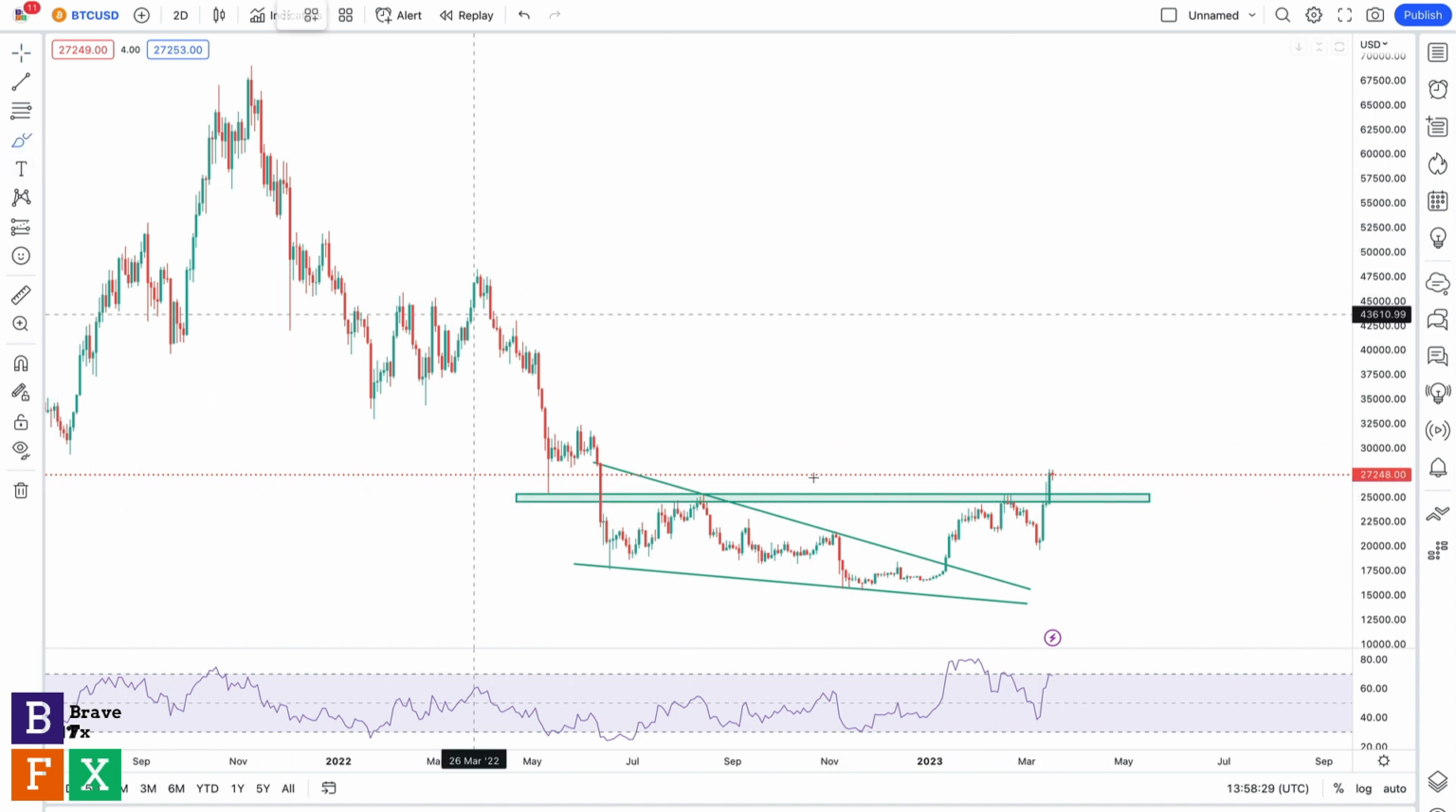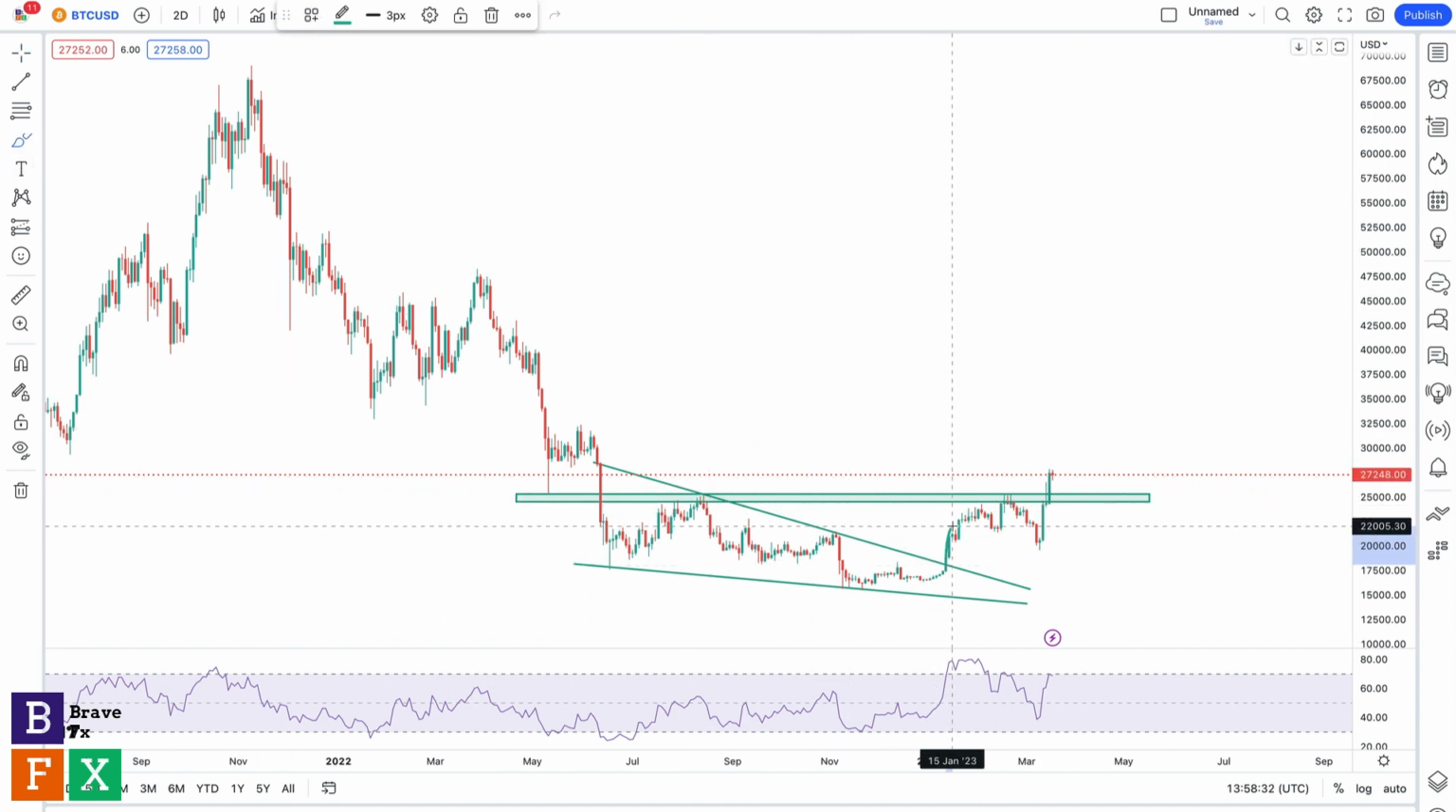You see, when price broke the falling wedge, we had a consolidation at the resistance level, okay, and then we had a bullish breakout. So this gives you a confirmation that the bulls are in charge.